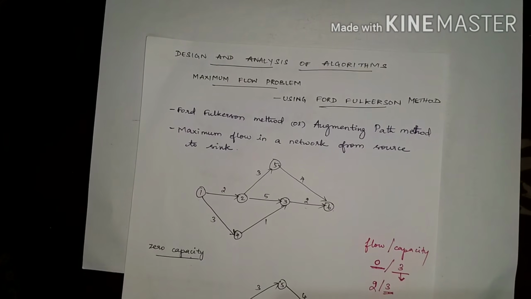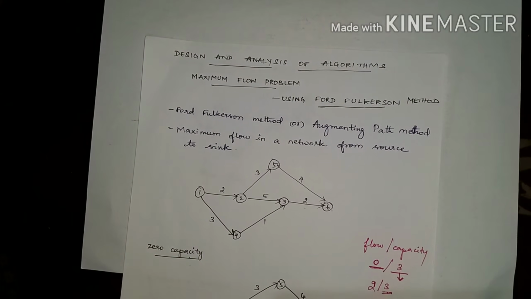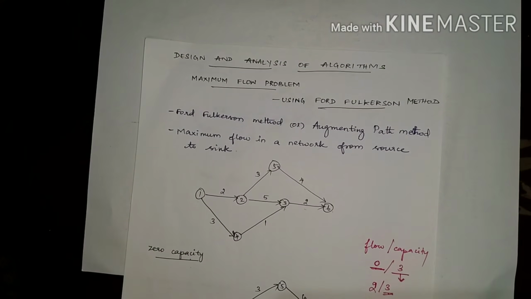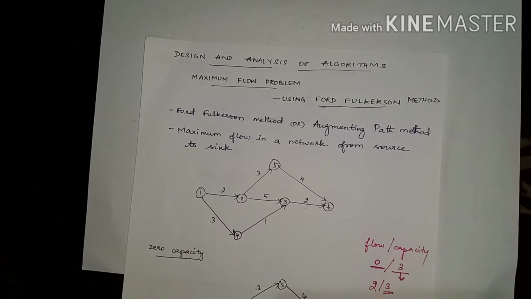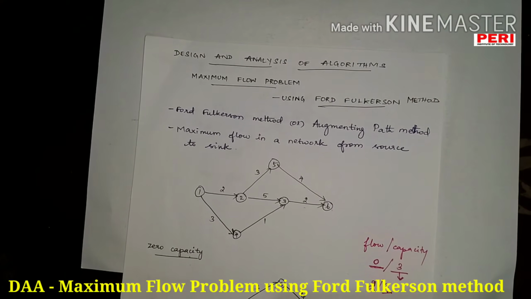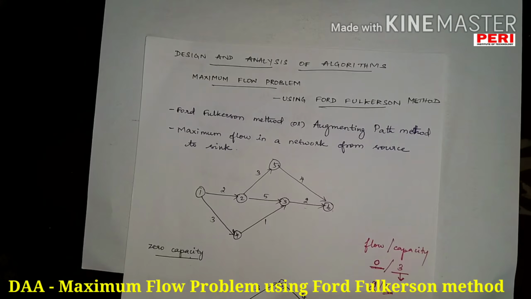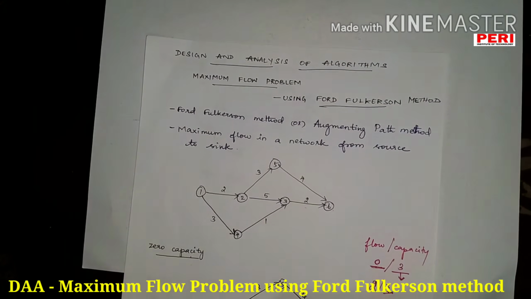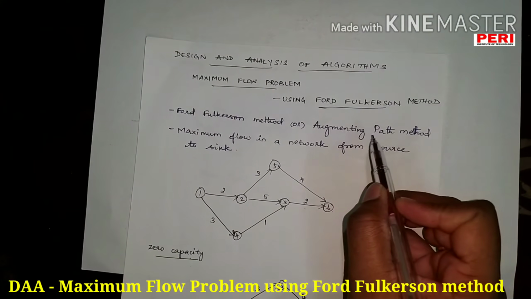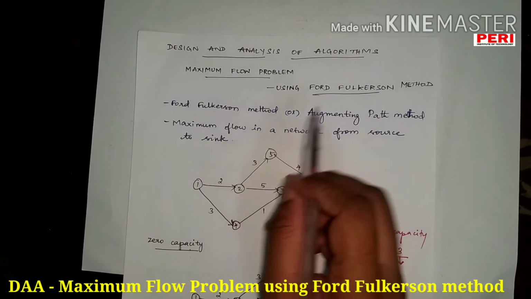So in my previous video, I explained the maximum flow problem, the general flow problem to calculate the maximum flow over a network. So in this video, I will be telling you how to calculate the maximum flow using Ford-Fulkerson method. You may be asked as Ford-Fulkerson method or augmenting path method. Both are the same. So if they are asking for the augmenting path method, you are going to solve using Ford-Fulkerson method.